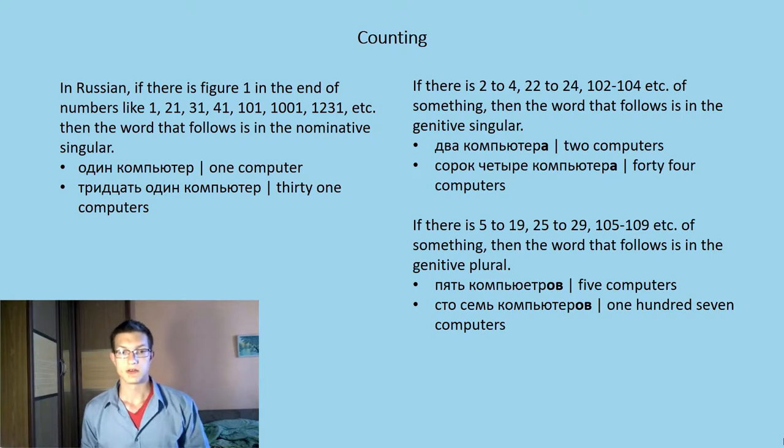So, if there is 2 to 4, 22 to 24, 102 to 104, etc. of something, then the word that follows is in the genitive singular. For example, два компьютера, 44 компьютера. And if there is 5 to 19, 25 to 29, 105 to 109, etc., then it is the genitive plural. 5 компьютеров, 107 компьютеров, etc. You got it.